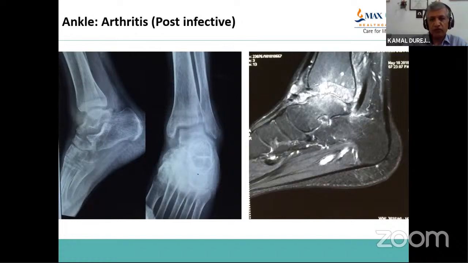So in these kinds of situations, to make an early diagnosis, MRI is very helpful, which shows us subchondral cysts in the PDFS images.